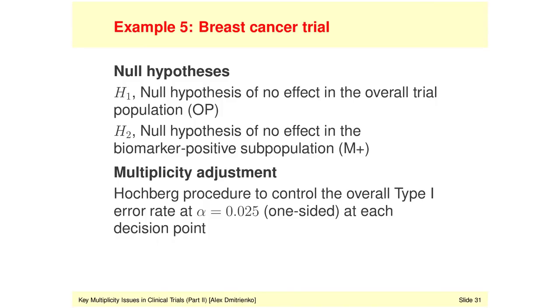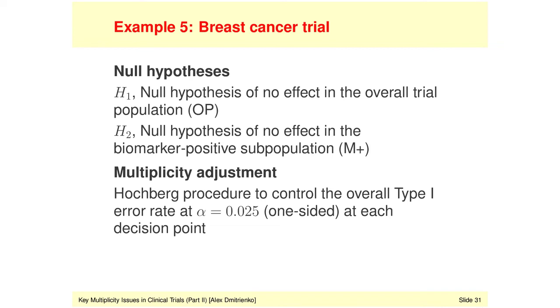In this section, I'm going to walk you through the process of developing a multiplicity adjustment that controls the overall type 1 error rate in this trial across the decision points and also across all possible other sources of multiplicity. In this particular case, in example 5, the second source of multiplicity is due to the fact that two null hypotheses will be tested at the interim or final analysis. These hypotheses of no effect are defined on the slide.